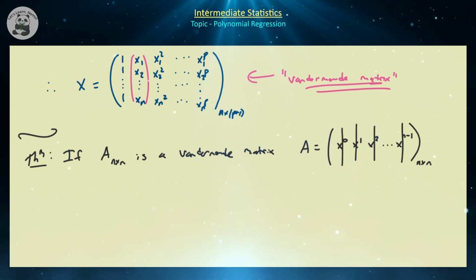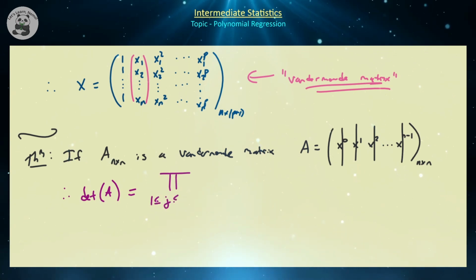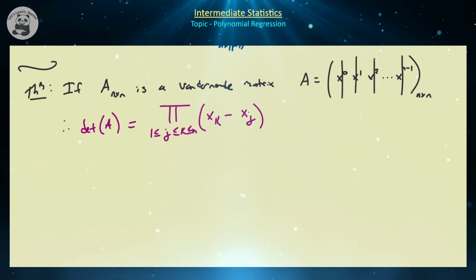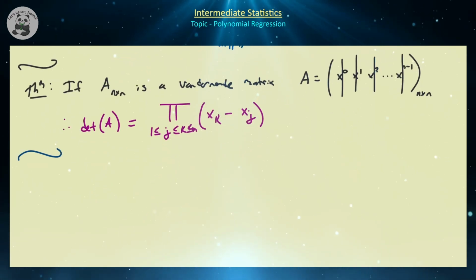Then the determinant of this matrix A is going to be equal to the product, as j ranges from 1 to n, of xk minus xj, where j is less than k less than or equal to n. All right, so that's the general representation of this determinant, but let's actually work through an example just to make sure we understand how it works.